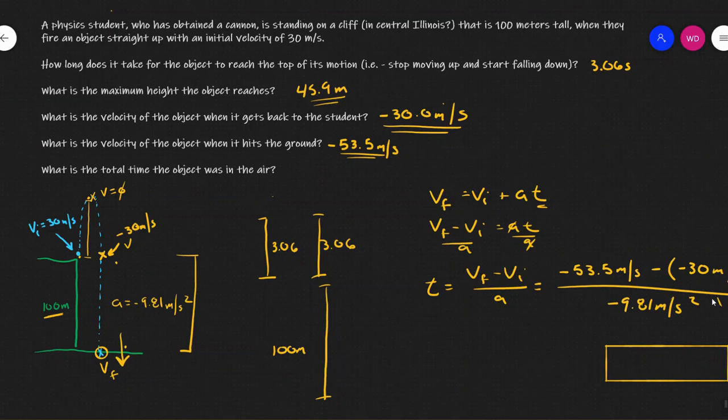So minus 53.5 minus a negative 30, divided by negative 9.81, gives me a time of about 2.4 seconds. So my answer would be 2.4 plus 3.06 plus 3.06. So the whole time from where it is launched all the way back to where it ends is going to take 8.52 seconds.